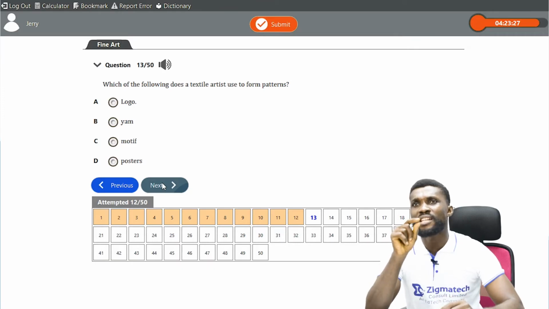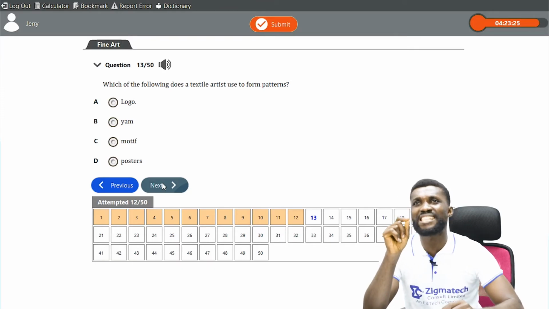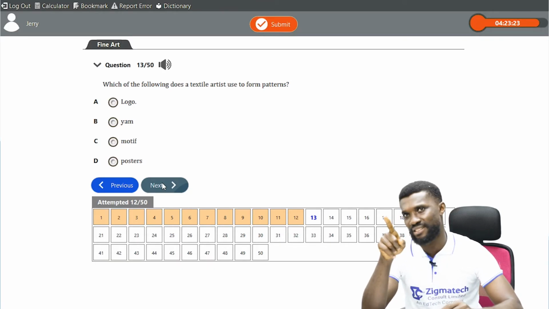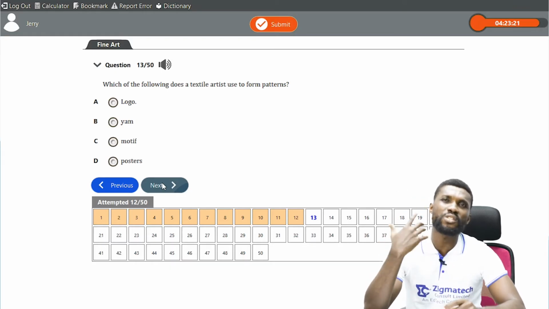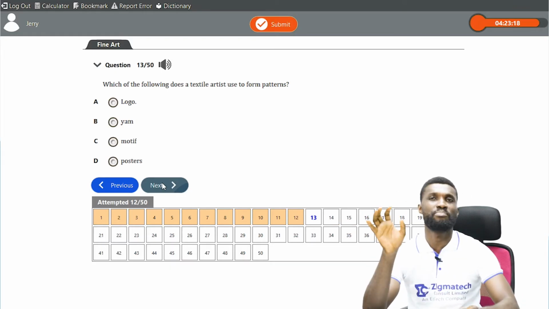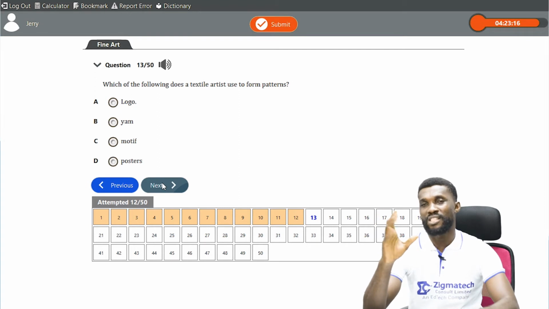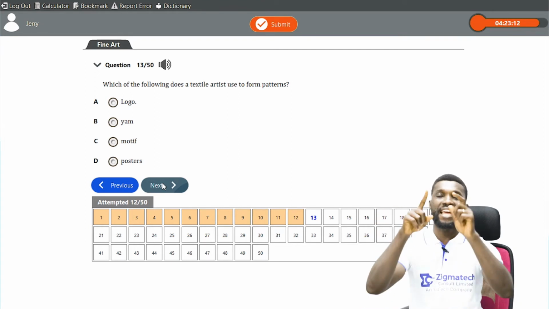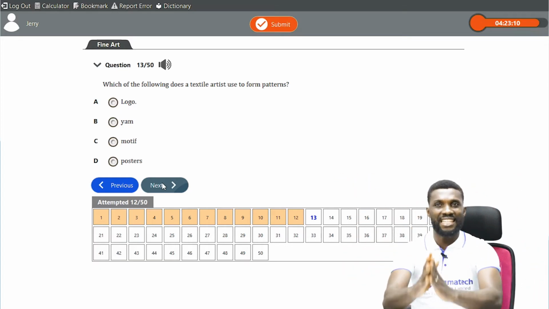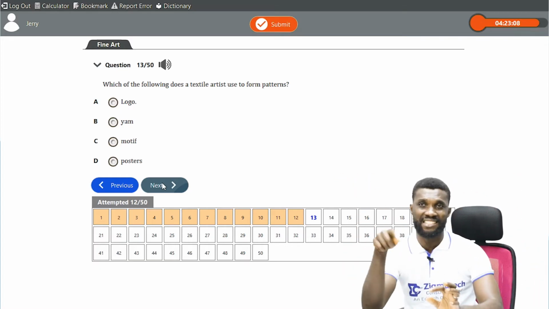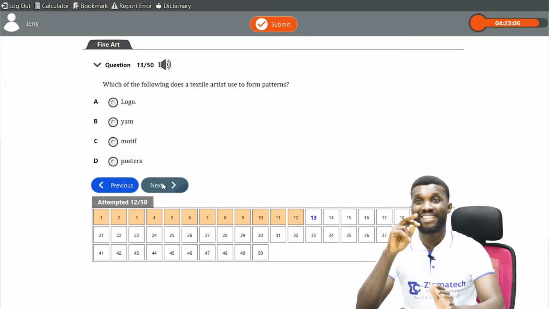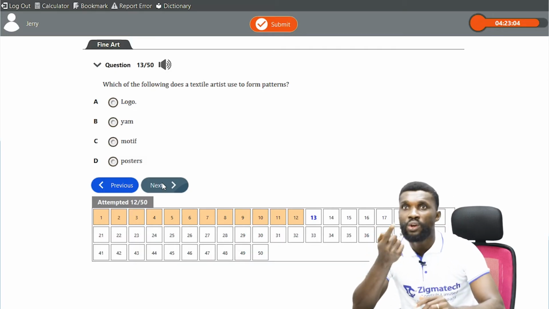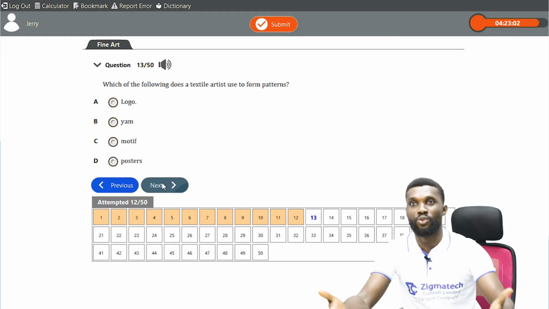Now, option A. They say, which of the following does a textile artist use to form pattern? Is it logo? Now, first, what is logo? Logo are trademarks. They are businesses and signature. You know, it is somebody's identity. Like for MTN, you see their MTN yellow is their identity. Coca-Cola, you see their red and that is their signature. That is logo. So textile designers, they don't use logo. Now B, yam. All of us know what yam is now.